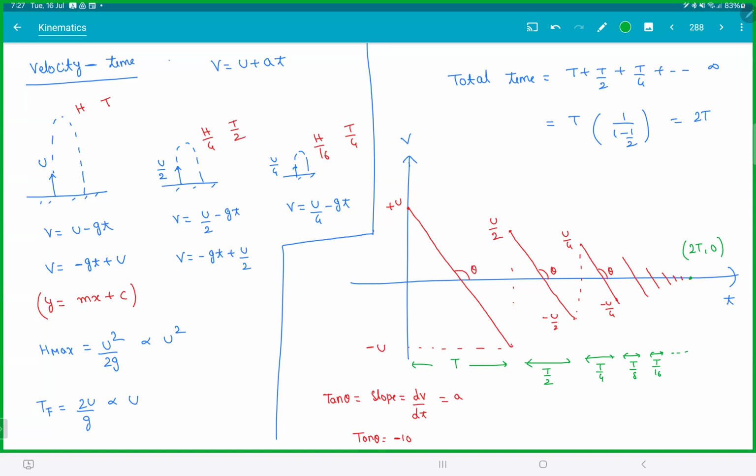So we have a bunch of parallel lines starting parallel to each other, making an obtuse angle theta. As you get closer and closer to 2t, you'll get more and more lines, but the graph stops at 2t. This is how you draw the graph.